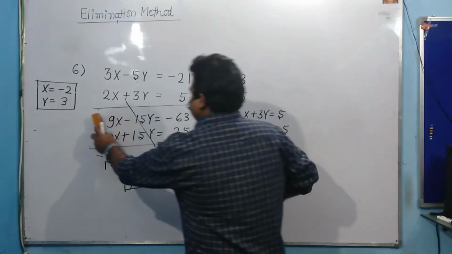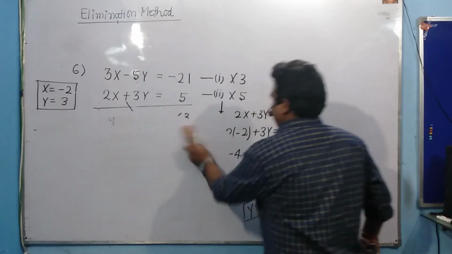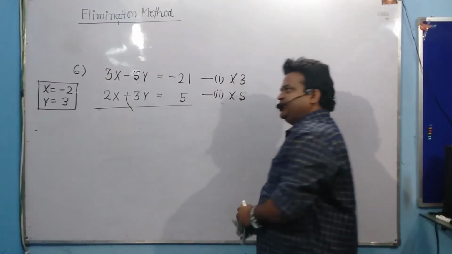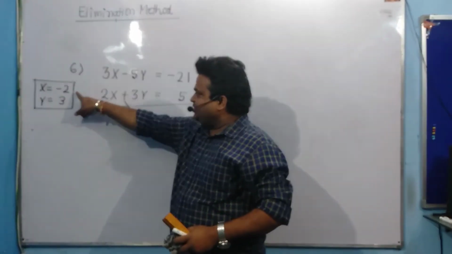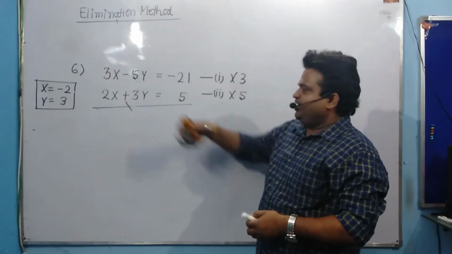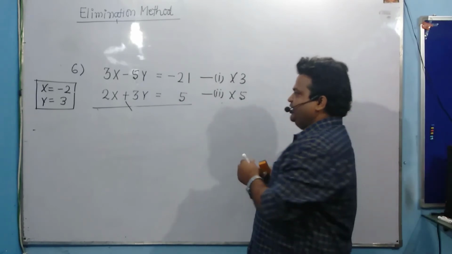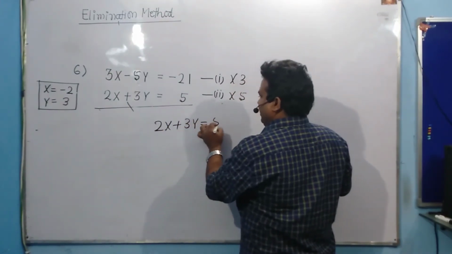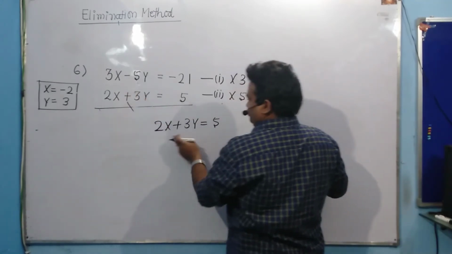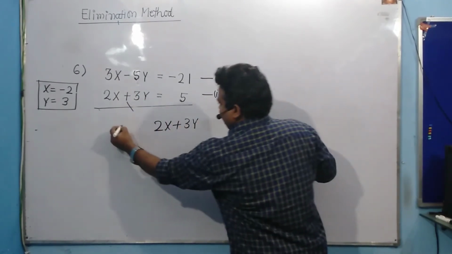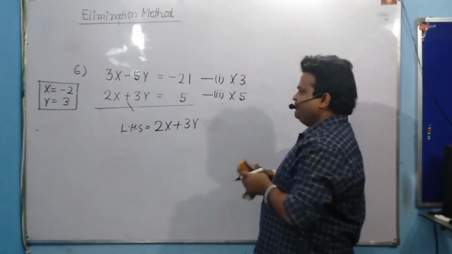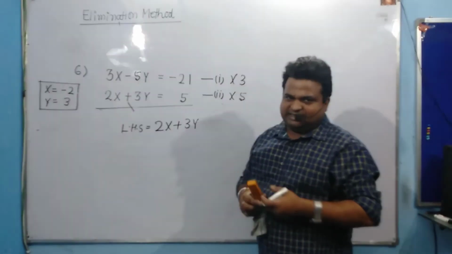So now check whether your answer is correct or not. To check correctness, you simply put x equal to minus 2, y equal to 3 in either equation 2 or 1. So I am taking 2x plus 3y is equal to 5. With x equal to minus 2, this is my left-hand side value, which is 2x plus 3y. If this value is equal to 5, it means my answer is correct.